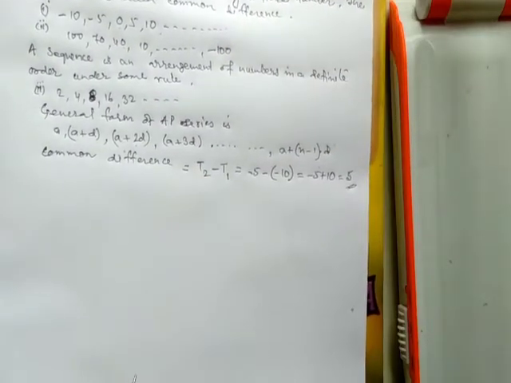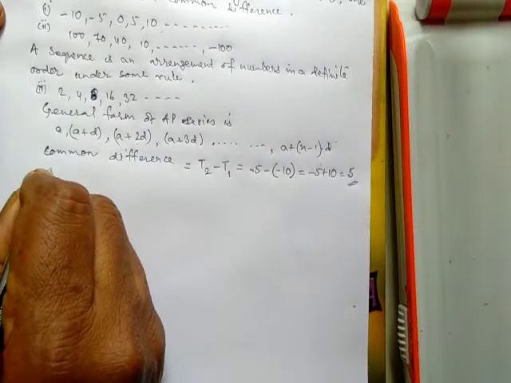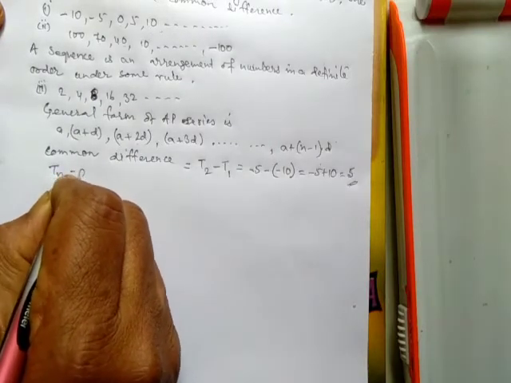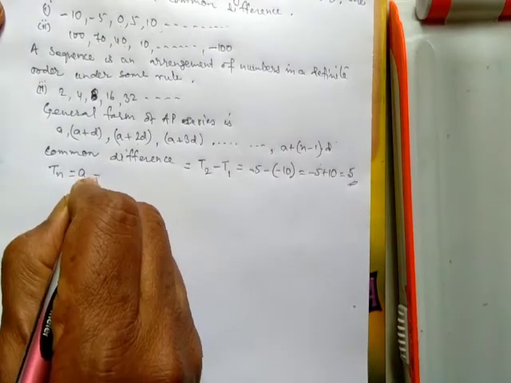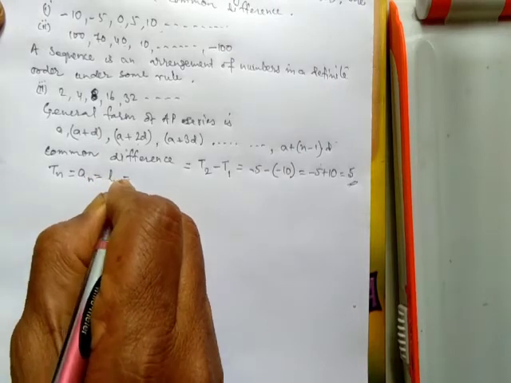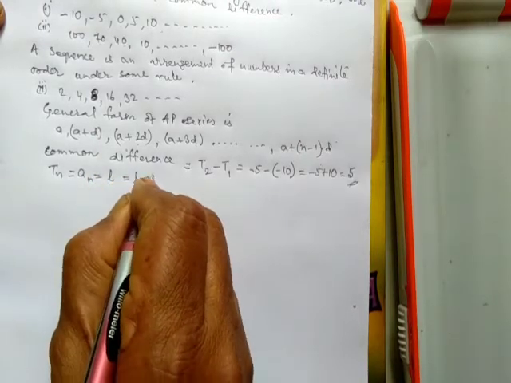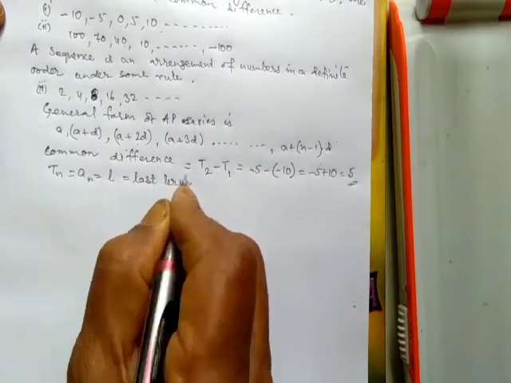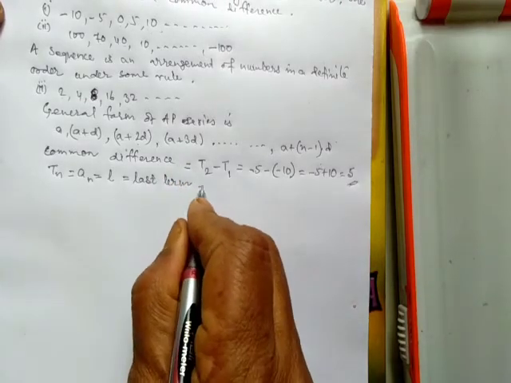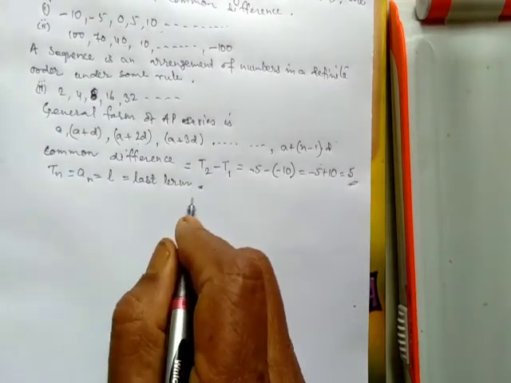Another symbol used here is an. Sometimes we also write it as L. This is the last term of a series.